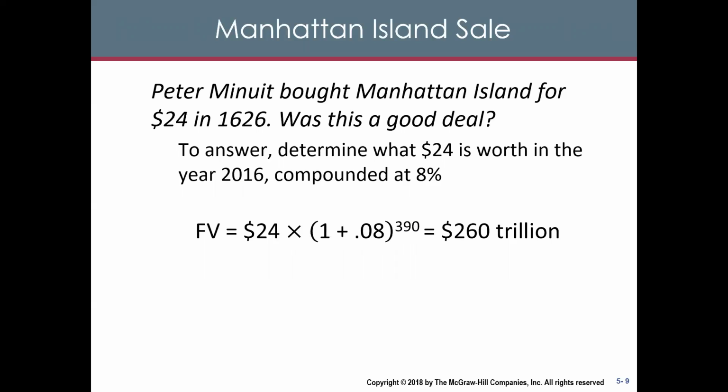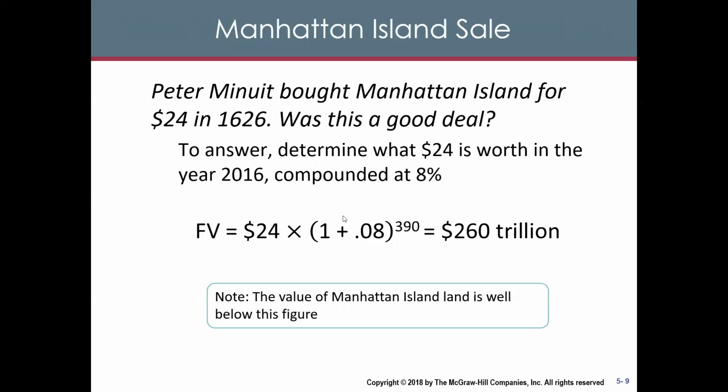Okay. In other words, the $24 in 1626 is equivalent to $216 trillion in 2016 with a compounded interest rate of 8%. Okay, and just a side note: the value of Manhattan Island today is actually well below this figure. Okay.